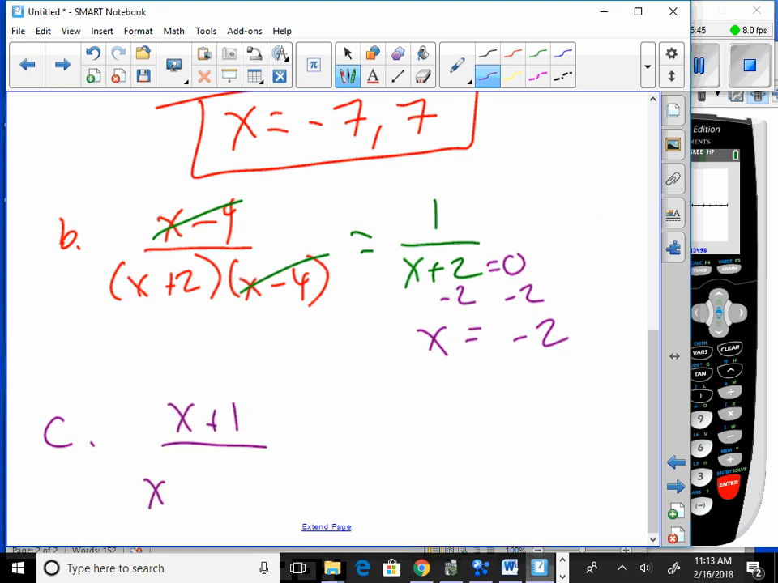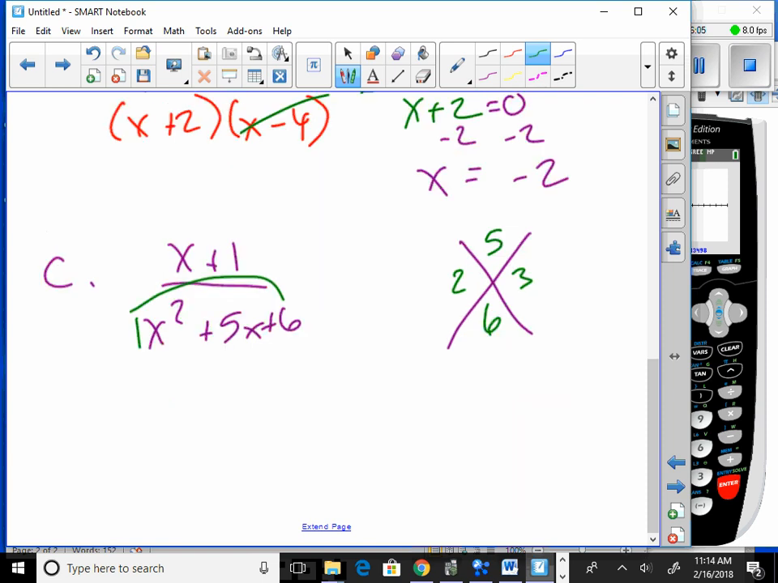Okay, on C, step number 1, checking for a GCF. There is no GCF. Yep, I can X factor that. So 1 times 6 is 6, the B value is 5. What multiplies to give 6 that adds to give 5? Okay, 2 and 3, both positive. So now I have x plus 2 times x plus 3.